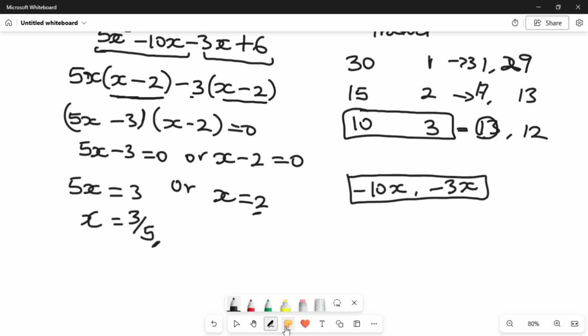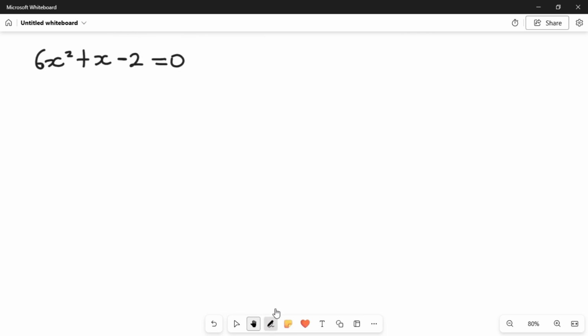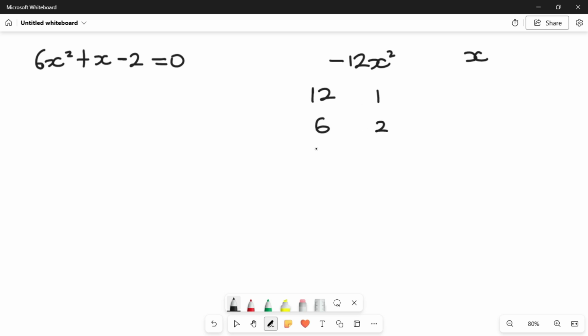Let's do the second question. So the same thing here, we say 6x squared times minus 2. That is going to give us minus 12x squared. Then the middle number here is x, okay? So two numbers that will give us minus 12x squared. So we have 12 and 1, 6 and 2, then 4 and 3, okay?